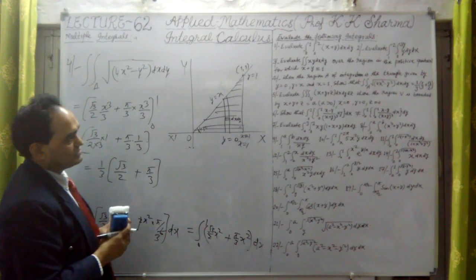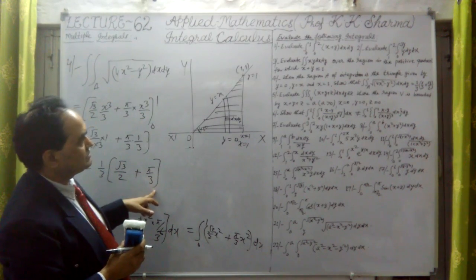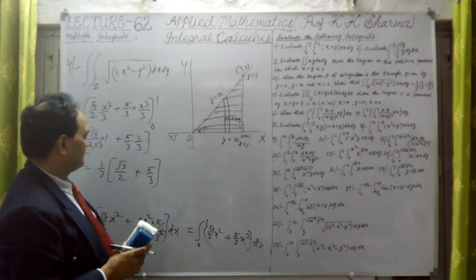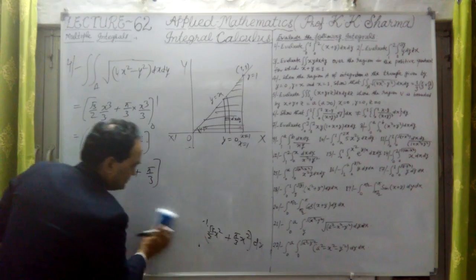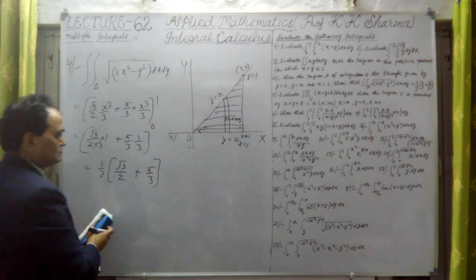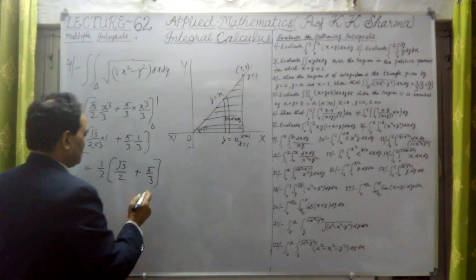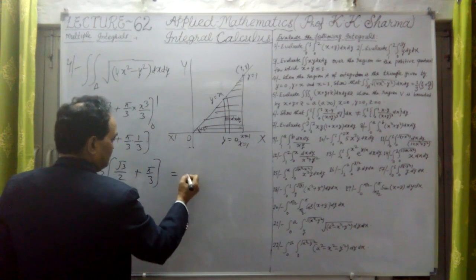What is the answer? 1.3, pi by 3 plus root 3 by 2. Okay, the same answer is obtained. This is the answer of question number 4. Let me write it in that way.